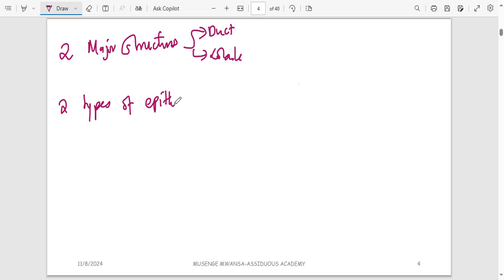Anyone that can mention the types of epithelium that are present in the breast?